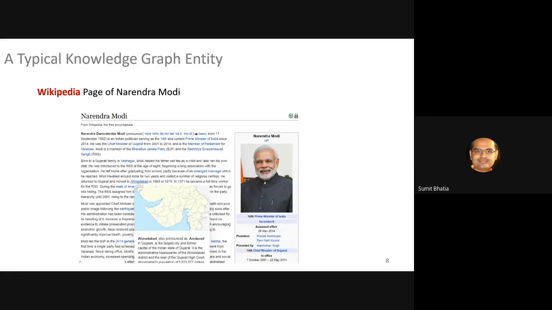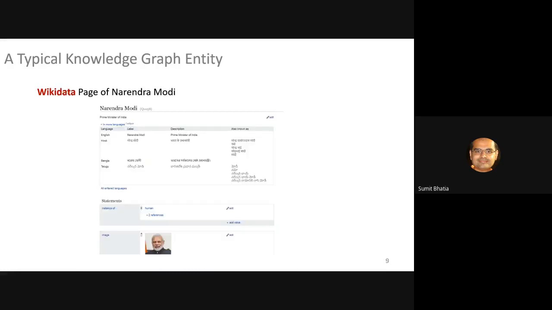So this is the Wikipedia page of Narendra Modi, right? So here you will find all the information about Narendra Modi that is of interest to you. So his date of birth, his place of birth, where he did his schooling, which political party he belongs to. So all this information is present there, but it is present in natural language, which is unstructured, which could be ambiguous and very difficult for machines to interact with.